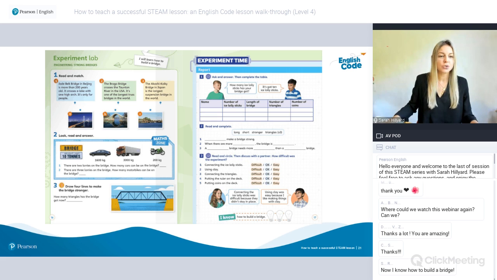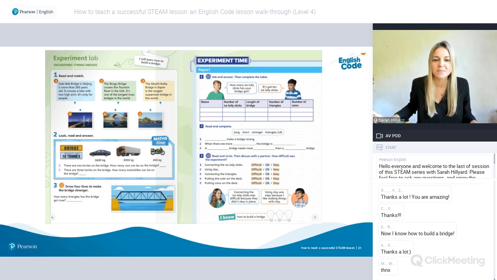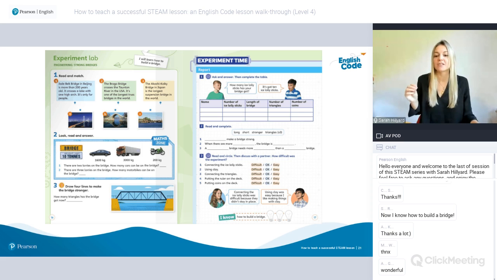There is an activity to write down a report about what happened in the experiment. So we have writing down the name, number of ice lolly sticks, the length of the bridge, number of triangles, the number of coins, and writing all that down. So what we can do there as well is discuss the importance of recording data. Why is it important to record data? What do you think? Why is it important to record data, to report results?